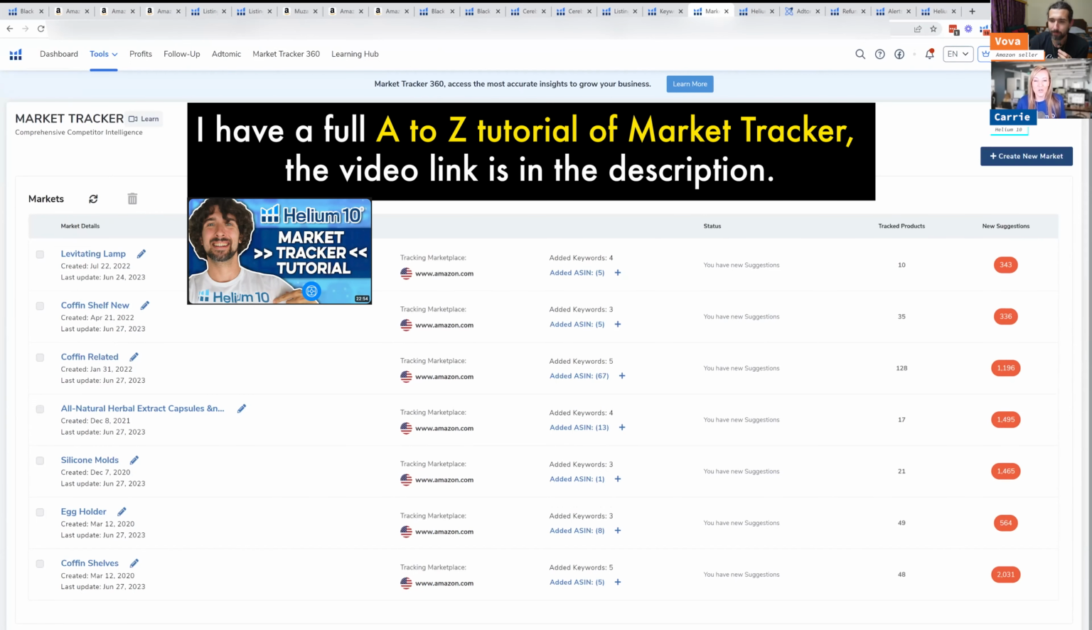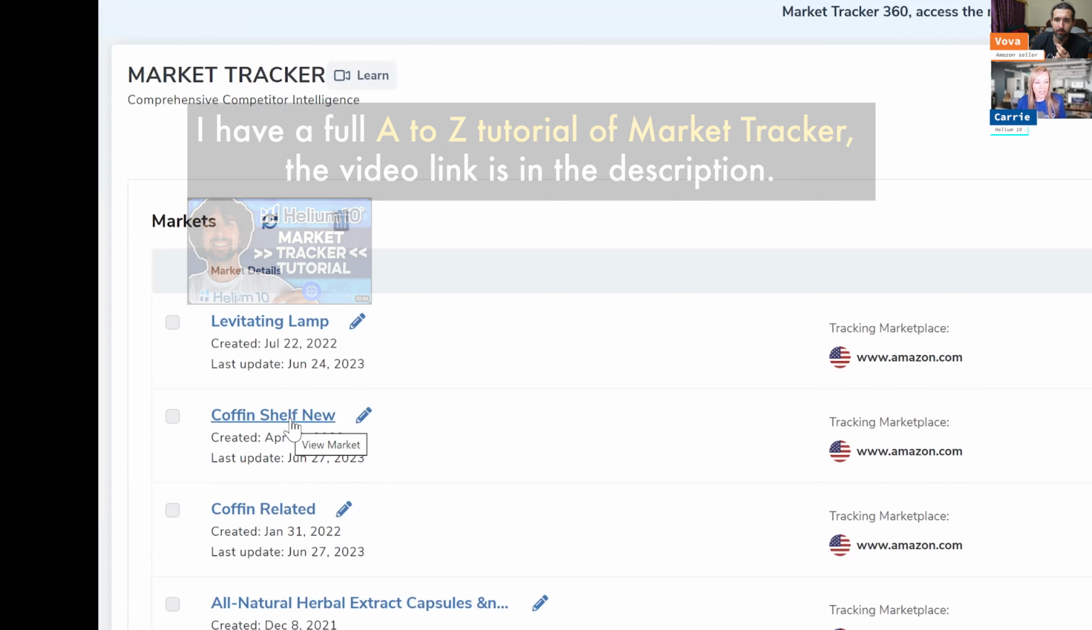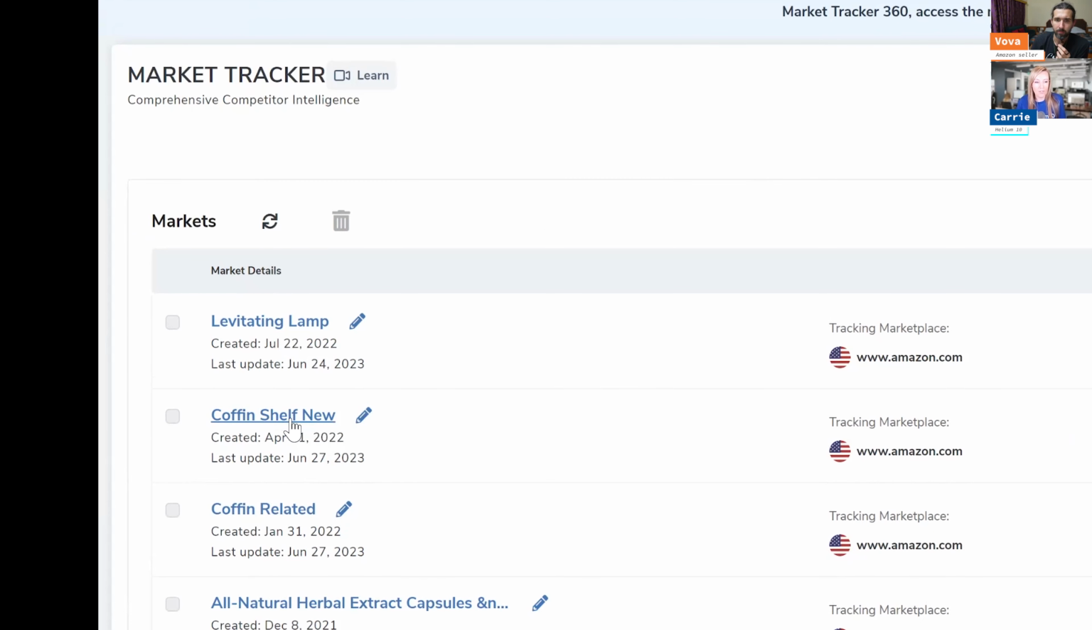So this next tool is our market tracker, and you can see we actually have created a bunch of different markets and we can save them in here. So I have one that's for our coffin shelf market. If we click on this, we can go in and I have already set this market up.